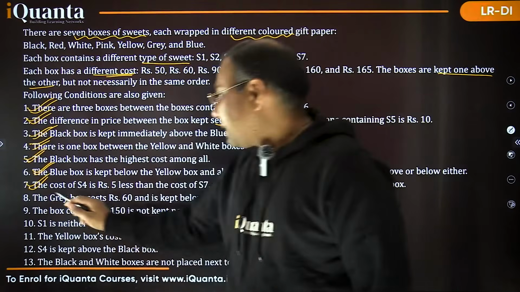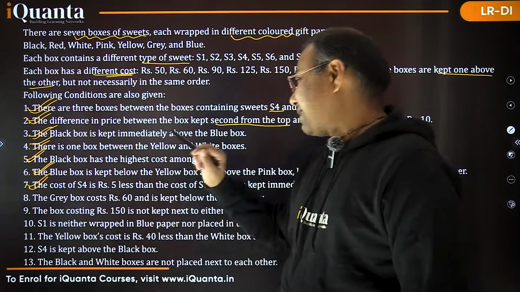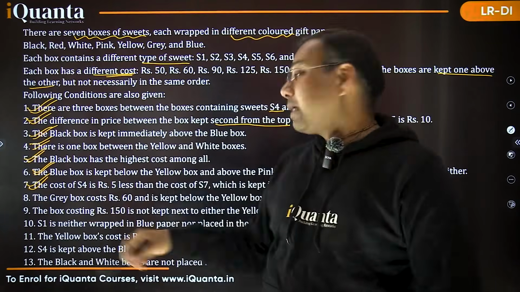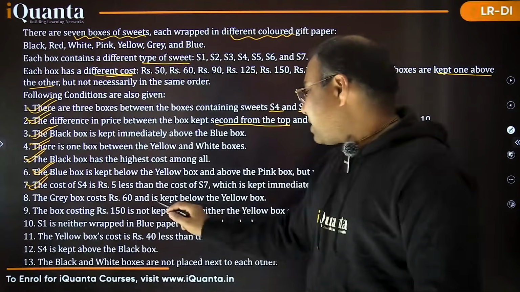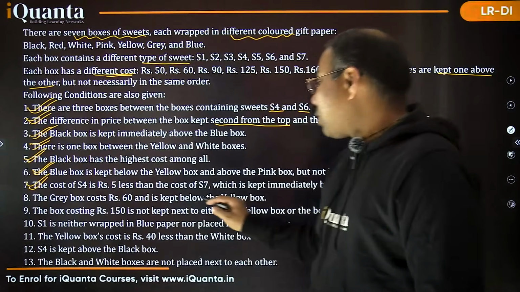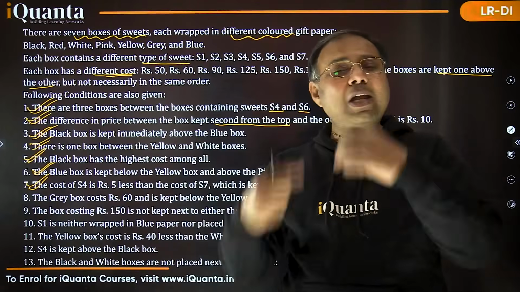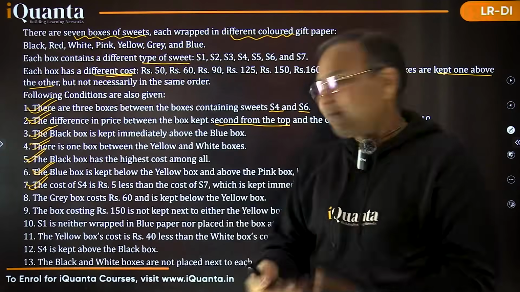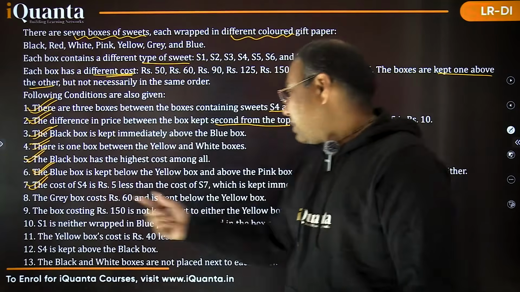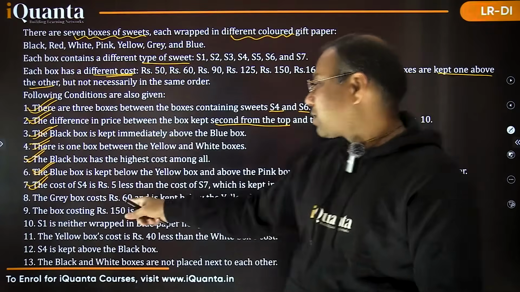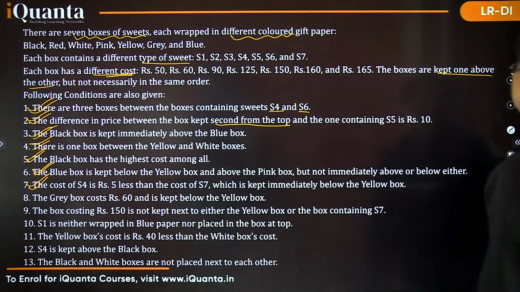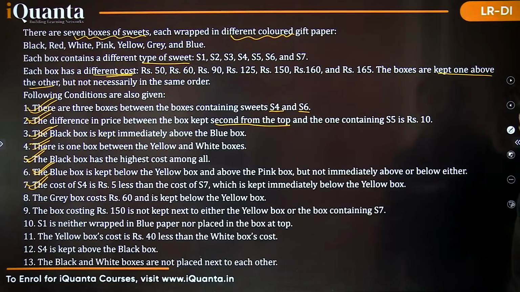It says the gray box costs rupees 60. Okay, that's very nice. Gray box का cost directly 60 बता दिया है, and is kept below the yellow box. Now, below the yellow box doesn't say that immediately below, right? तो yellow box के नीचे कहीं भी हो सकता है, right? This gray box is kept below yellow and it costs 60. तो yellow के नीचे gray 60 रुपए का box है.